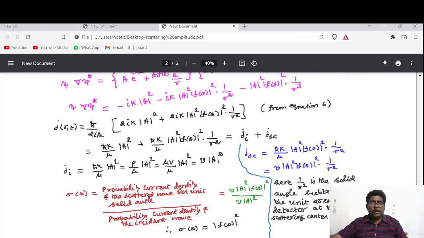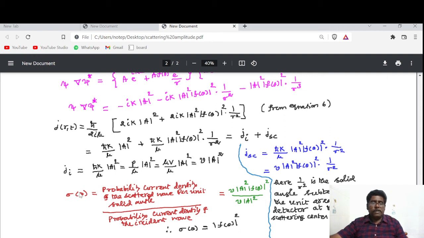The value of incident current density is j equal to h cross k divided by mu into absolute square of a. This is our p divided by mu, but p equal to mu into v. So mu into v divided by mu into absolute square of a, which is equal to v into absolute square of a. Now come to our scattered current density term, that is equal to h cross k divided by mu absolute square of a absolute square of f theta into 1 by r square. But h cross k is our p, but p is our mu v, so that we can get v into absolute square of a absolute square of f theta into 1 by r square is our scattered current density.